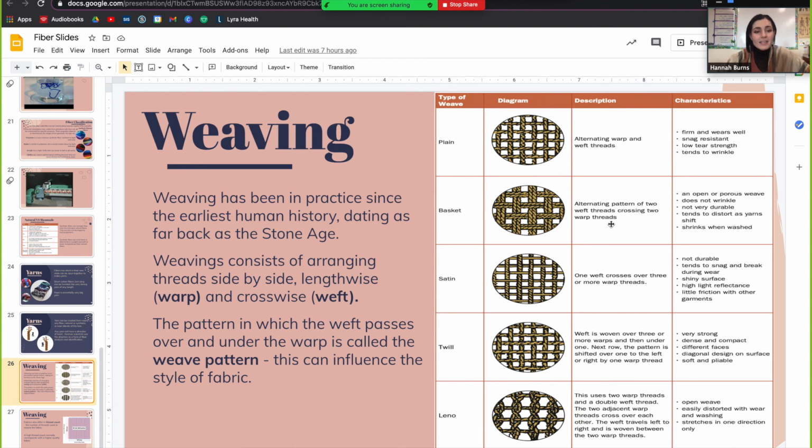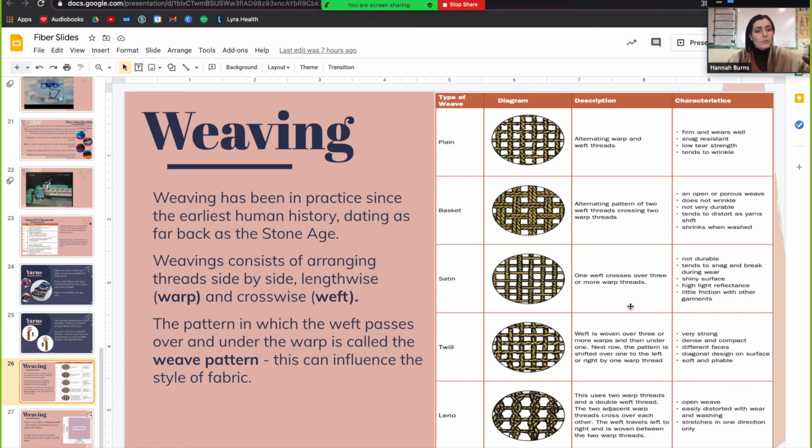Now, satin is when one weft crosses over 3 or more warp threads. So if you can see here in this picture, there will be the warp threads and then like a big gap. So this isn't very durable. It tends to snag and break during wear, but it is very shiny, and it has high light reflectance and little friction with other garments.